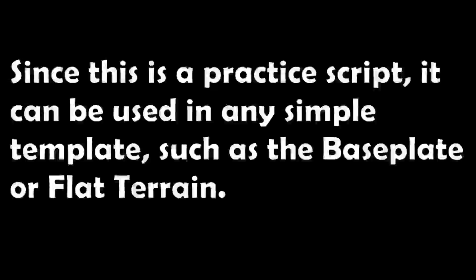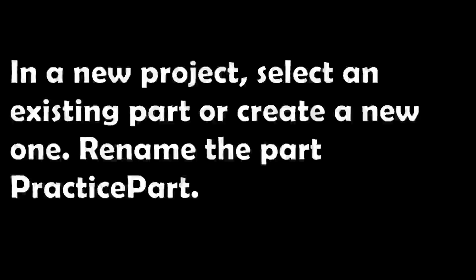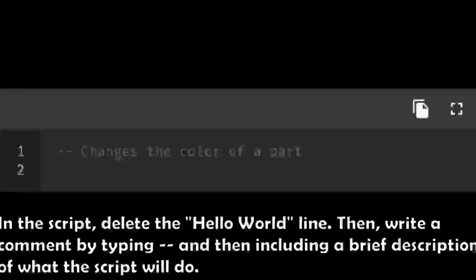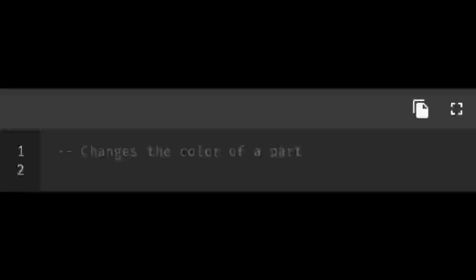Since this is a practice script, it can be used in any simple template, such as the Baseplate or Flat Terrain. In a new project, select an existing part or create a new one. Rename the part practice part. In ServerScriptService, create a new script named change color. In the script, delete the hello world line. Then, write a comment by typing two dashes and then including a brief description of what the script will do.